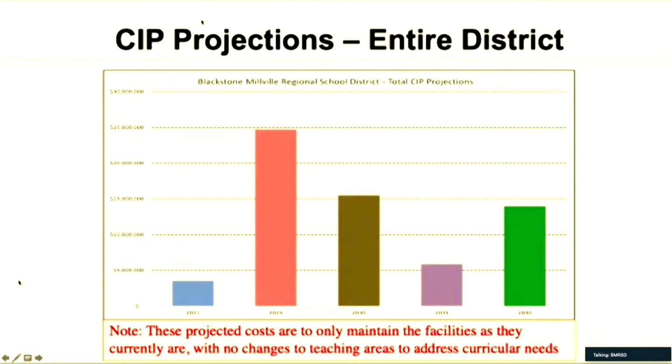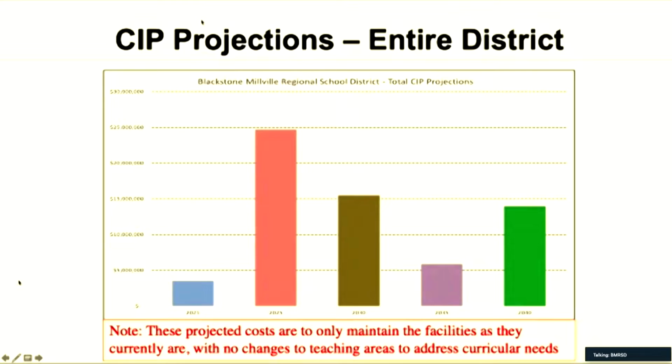So we did what we call a capital investment projection. If you take a program where you're going to project what you need to spend on a building over the next 20 years, and then put that together for all of your buildings, we're projecting somewhere in the range north of $45 million over 20 years. And that's just to keep the buildings as they are. That's not addressing any of the curricular needs or space needs. It's just to take care of what's in the buildings and what might need to be fixed.